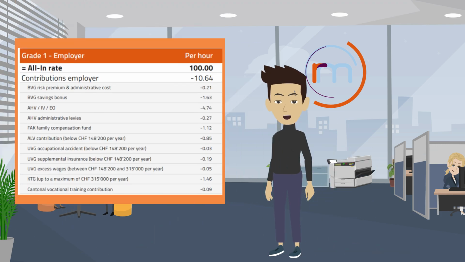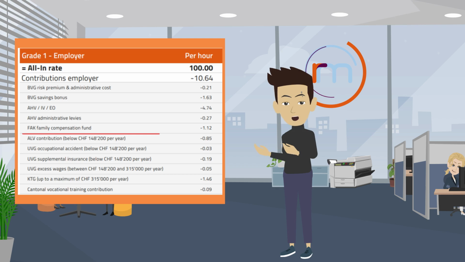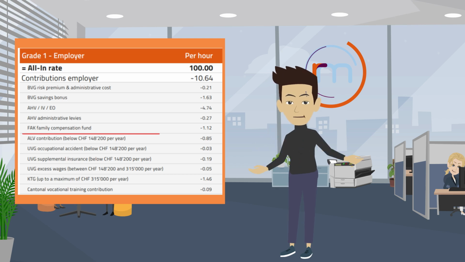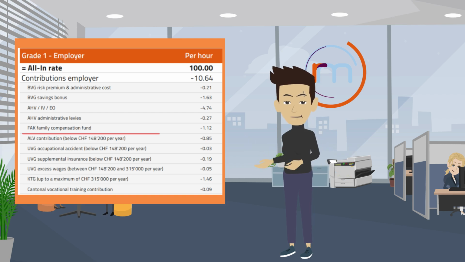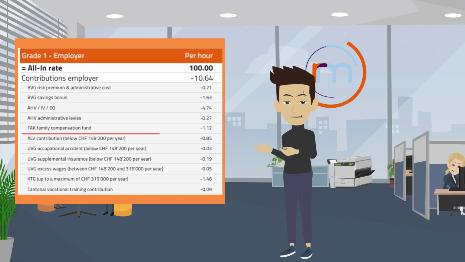So, if you're asking yourself why there is a family compensation fund listed in your calculation even though you have no children, don't be alarmed. This is not a mistake in your calculation. The costs for child allowances are also shared. The contribution is based on the Canton of Zurich, in which our office is located, and the insurance provider Consumo, which is provided by Swiss Staffing.